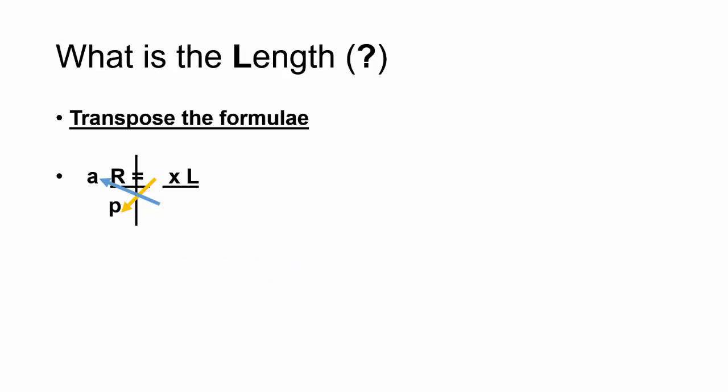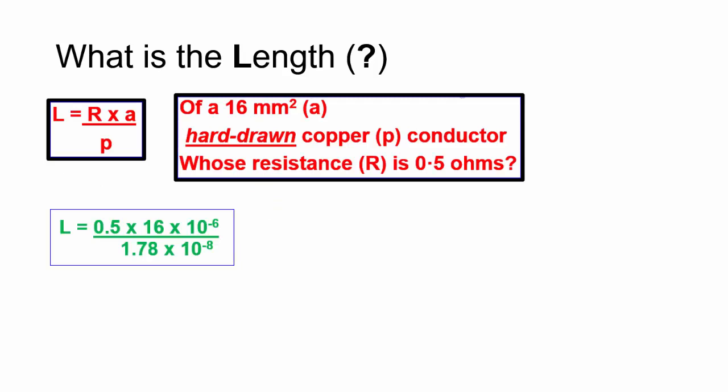Remember, we want L by itself. So now we have A times R for resistance over rho equals L. Or the other way around, L equals the resistance multiplied by the cross-sectional area divided by rho. Doesn't matter. Okay, let's look at this.